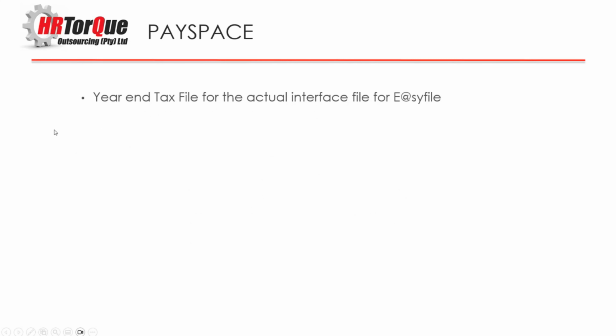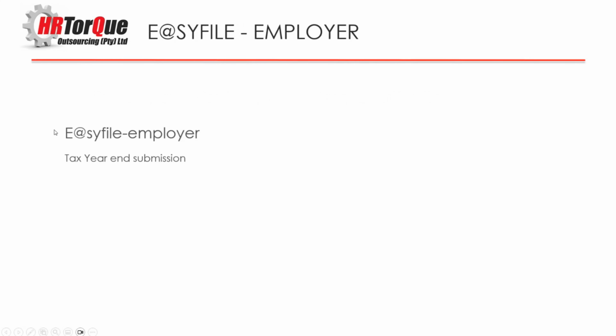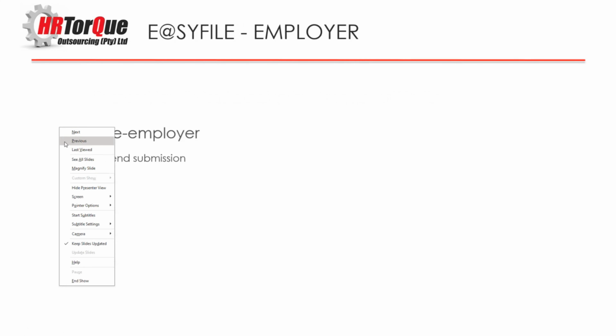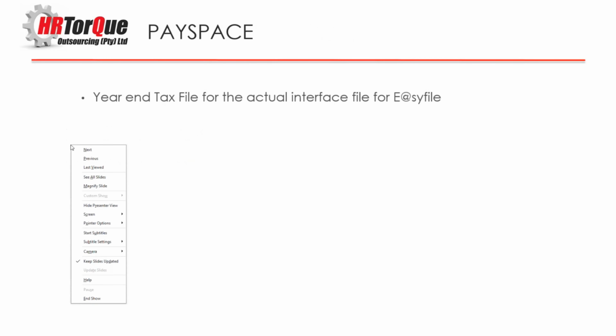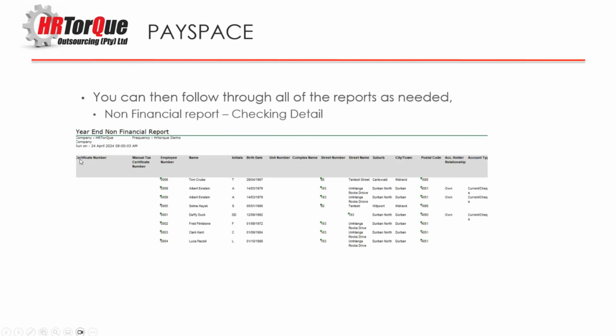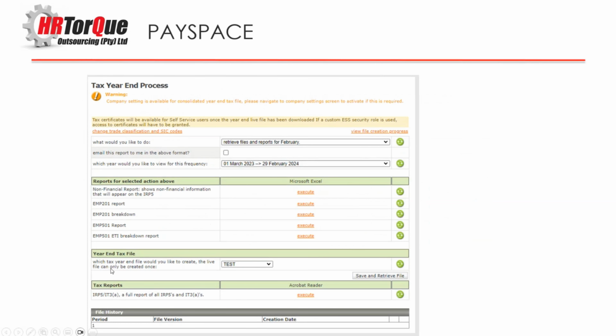And then, as we saw on the other screen, let's just go back to the screen, one there and one here, previous one. For Payspace, we just select our file and click Save and Retrieve here, and it downloads the file for us.